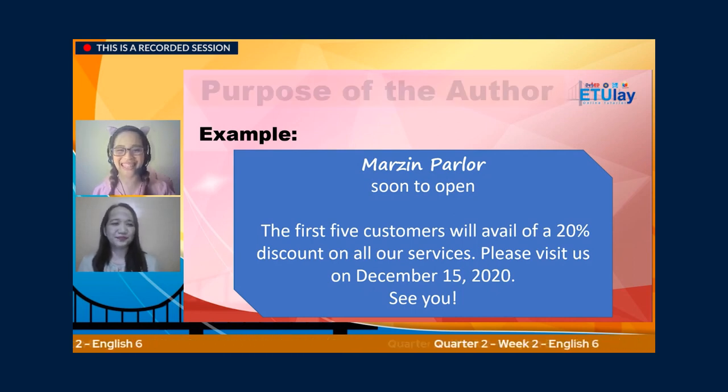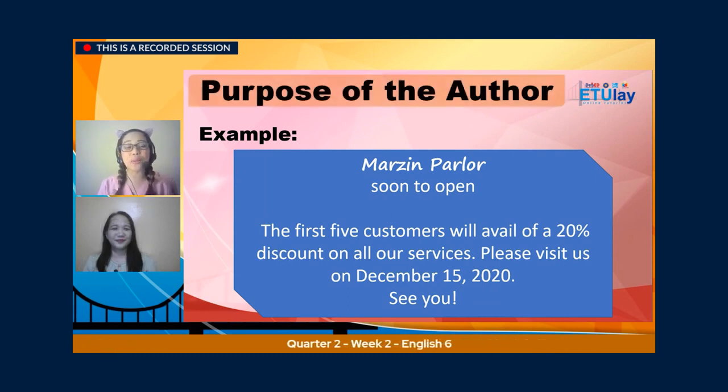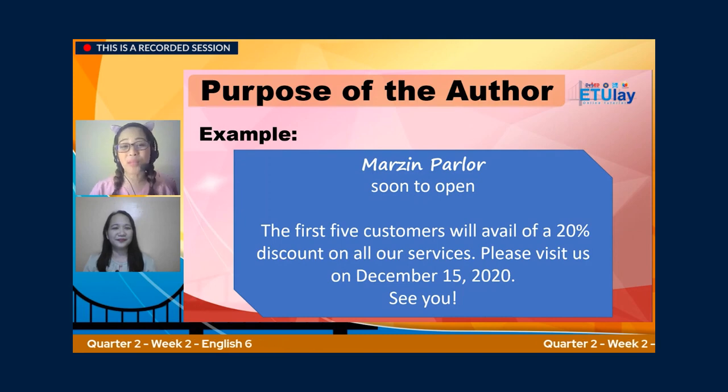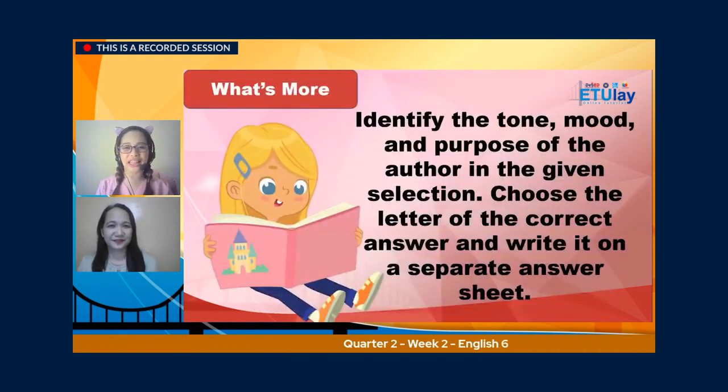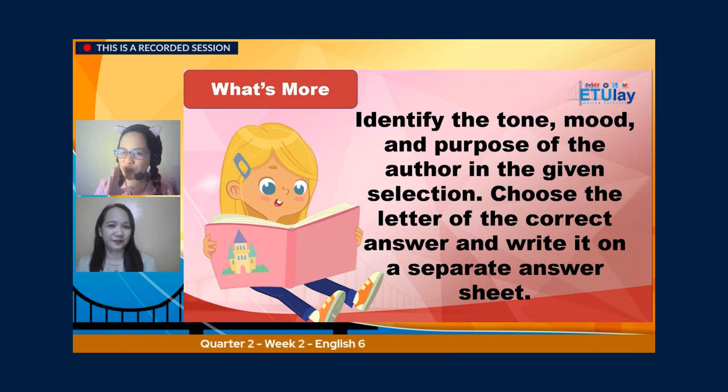See you! And that's all for determining the tone, mood, and purpose of the author. This time around, learners, let's proceed to our once more activity. For the direction, identify the tone, mood, and purpose of the author in the given selection. Choose the letter of the correct answer and write it on a separate answer sheet. Are you now ready? Let's get started!